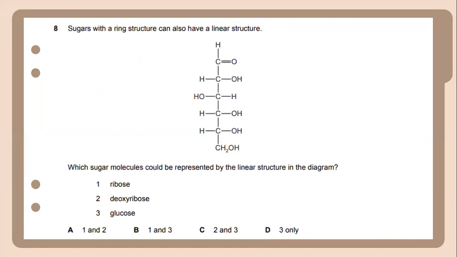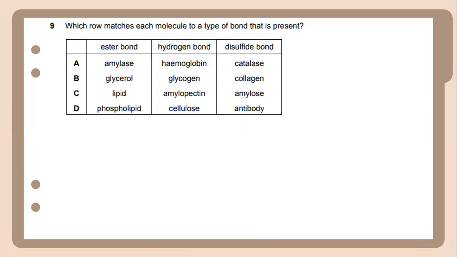And A sugar with a ring structure can also have a linear structure. Which sugar molecule could be represented by a linear structure in a diagram? So the answer will be 3 only.